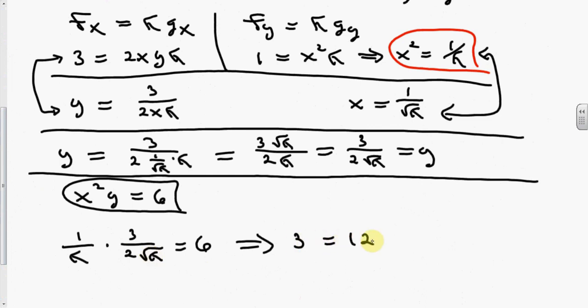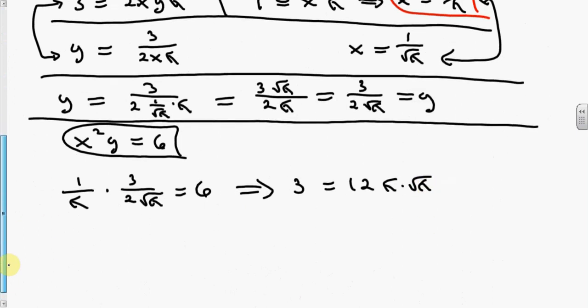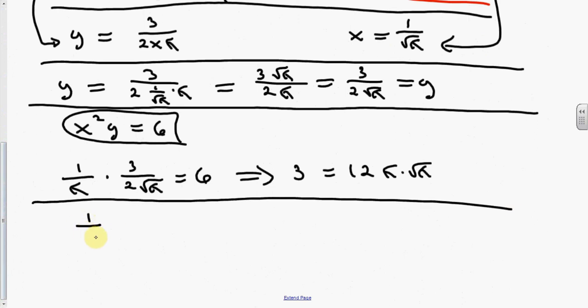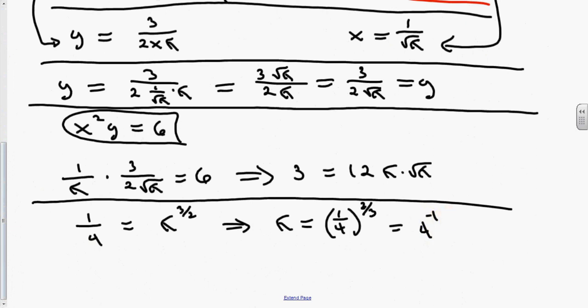we have 3 is equal to 12 times lambda times the square root of lambda. So I get 1 over 4 is equal to lambda to the 3/2 power. So this implies that lambda is equal to 1 over 4 to the 2/3 power. This is 4 to the negative 1 to the 2/3.